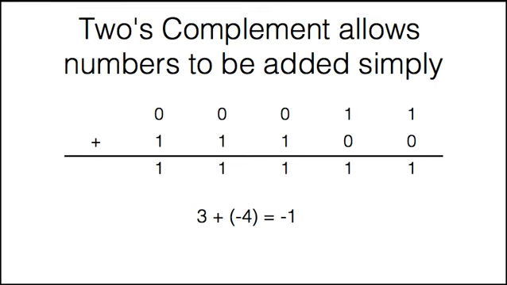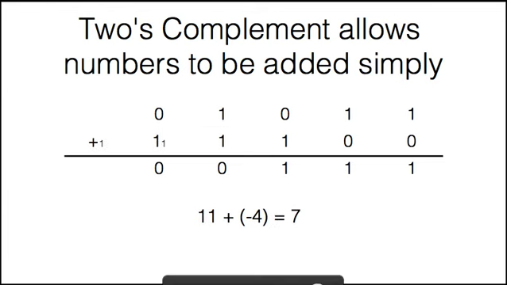And so when you do the binary addition with that, you still get the correct answer. What's nice about 2's complement is that you don't have to deal with the carried 1 that falls off the end. That just goes away.